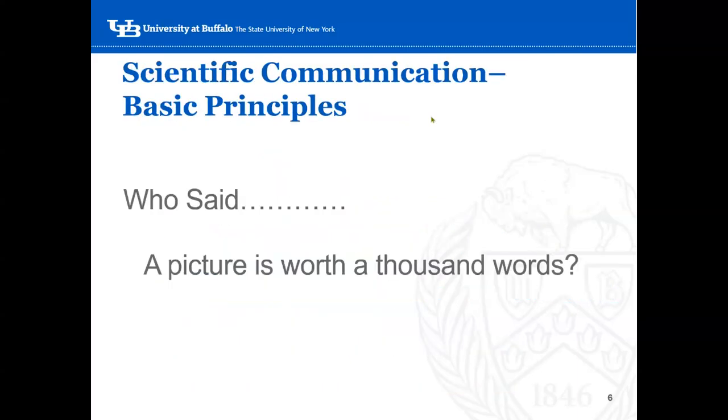So let's talk a little bit about some basic principles of scientific communication. I want to start out with a picture. Who said a picture is worth 1,000 words? If you know who, please put it into the chat, and Catherine's going to look at it for us.